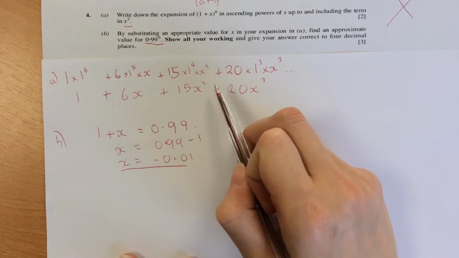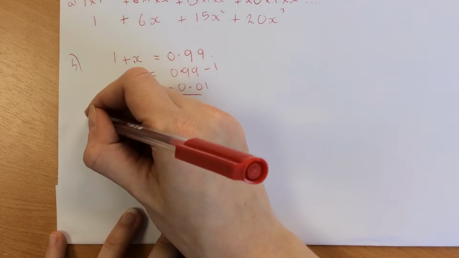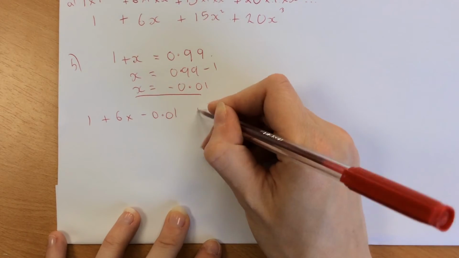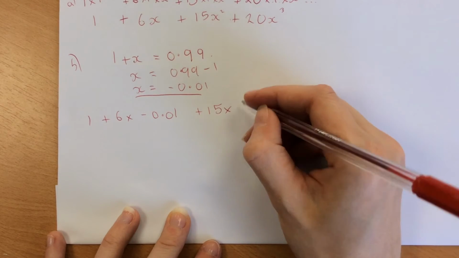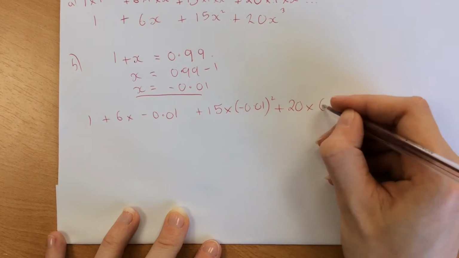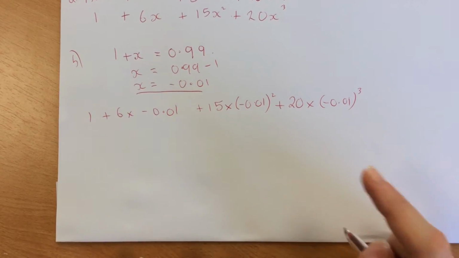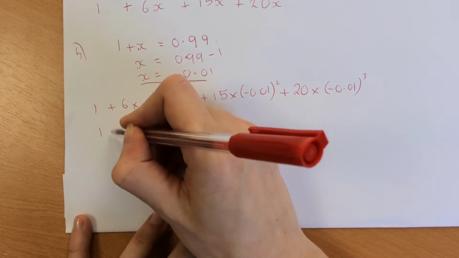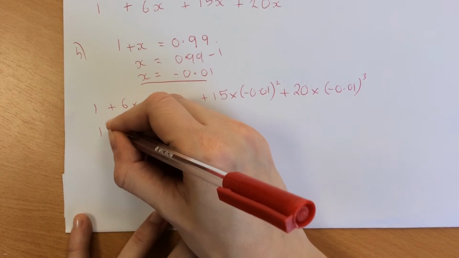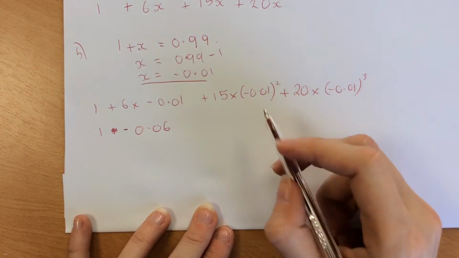Because we want to substitute x into this, we take this equation and we substitute in our x. So we get 1 plus 6 times x, so 6 times minus 0.01. Then 15 times this, don't forget the minus, so put it in a bracket and square it. Plus 20 times our x value cubed. This is the hard part where you have to work out with decimals. So obviously the first one's nice and easy, it's just 1. This one shouldn't be too bad. 6 times 0.01, minus, remember, so be careful there, is going to be minus 0.06.